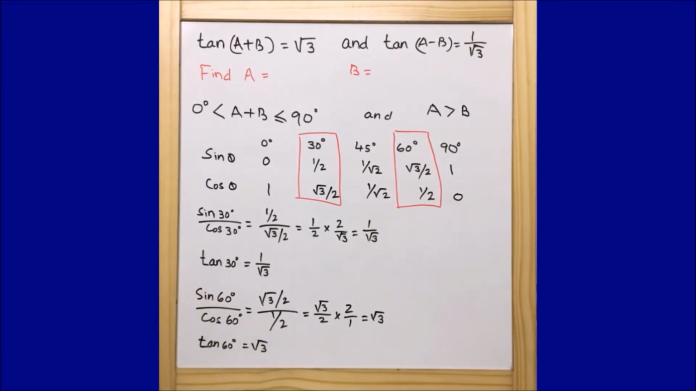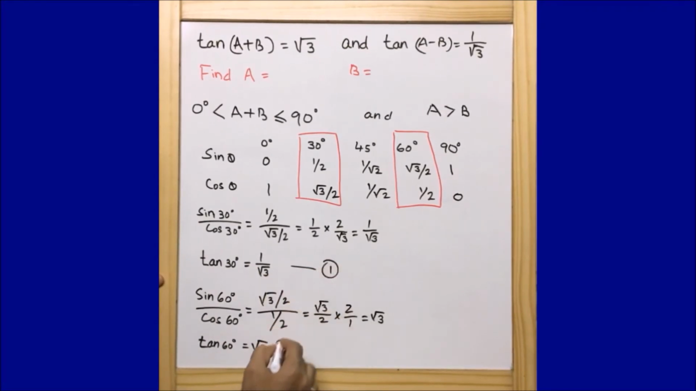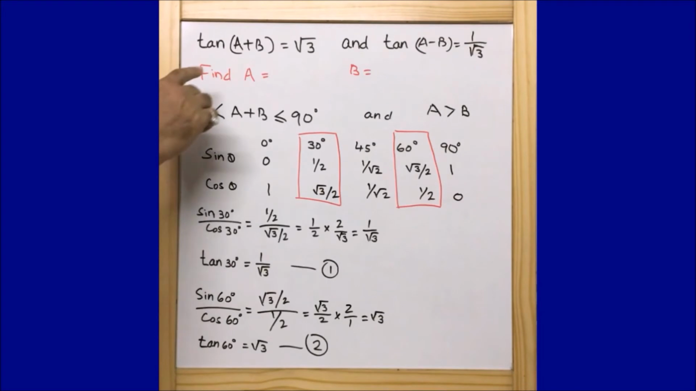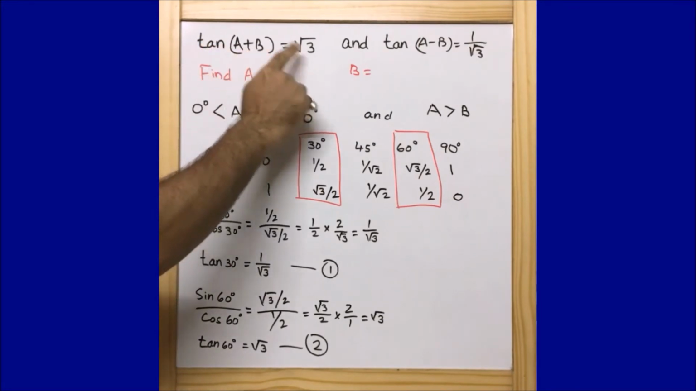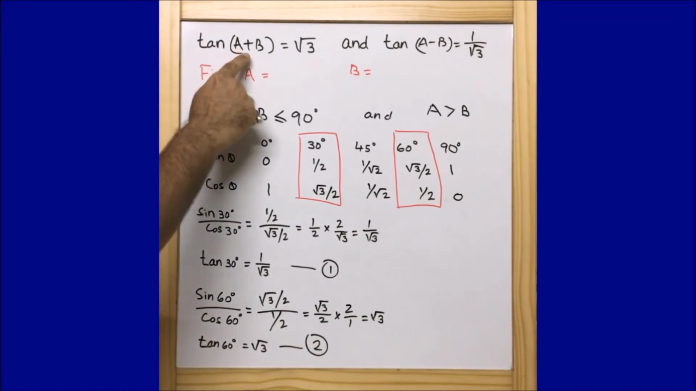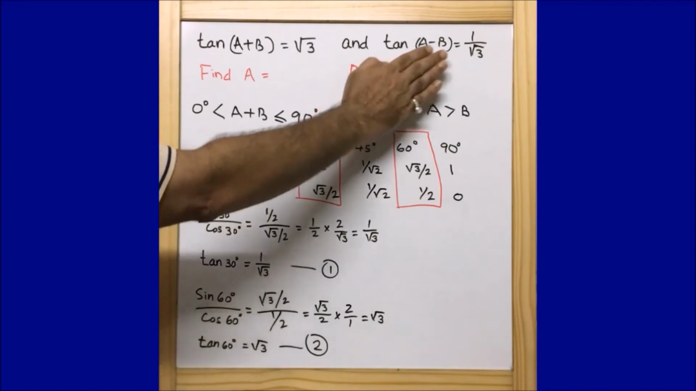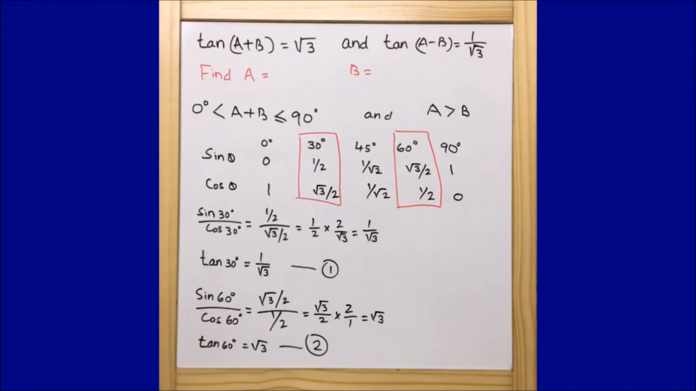So guys, you could see that let us name tan 30 degree as equation 1 and this one as equation 2. Now see, here they have given tan(a+b) is equal to root 3 and we got tan 60 degree is equal to root 3. That means it is pretty clear that tan(a+b) is equal to root 3 means I can write tan 60 degree is equal to root 3, and similarly tan 30 degree is equal to 1 by root 3 means tan(a-b) is equal to 1 by root 3.